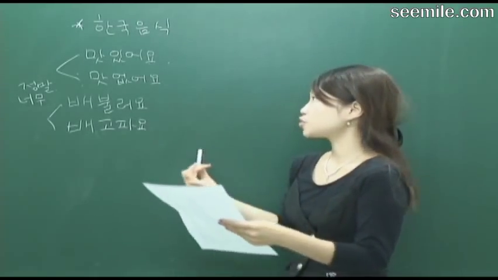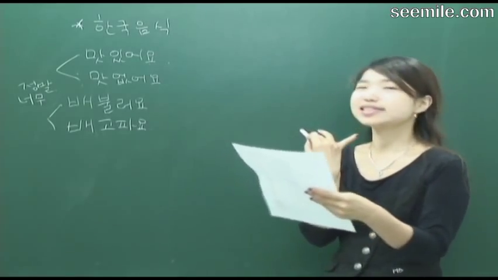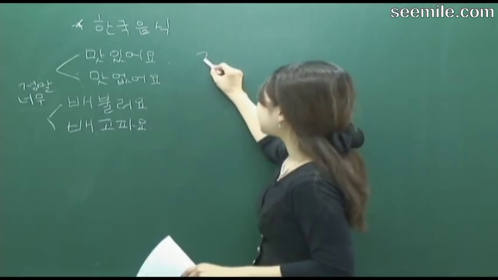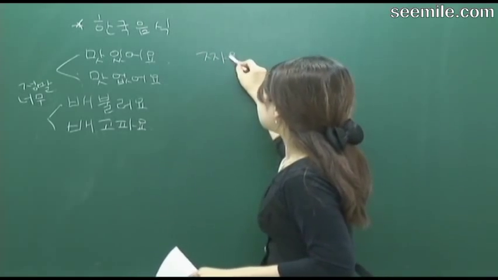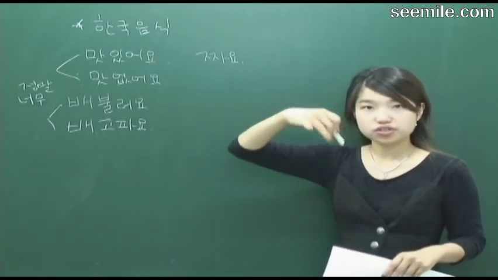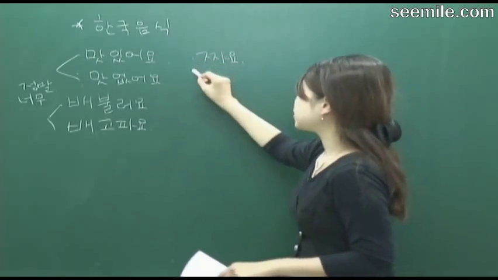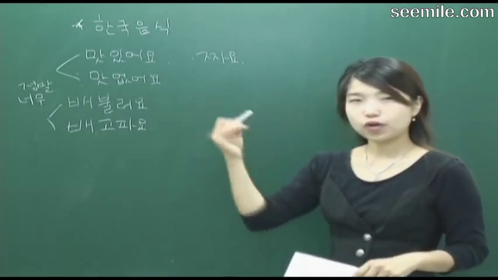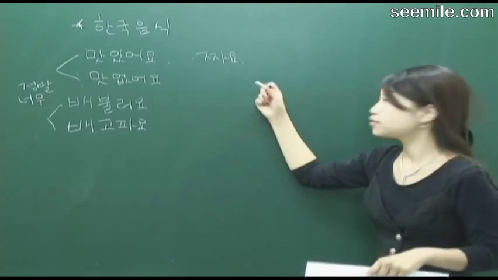우리 맛에 대해서 한번 묘사해 볼까요? 짜요. What does it mean, 짜요? Salty, right. 짜요. Put too much salt. 너무 많이 넣었어요, 소금을. Okay? 짜요. What can be 짜요? 짠 게 뭐가 있을까요? Salt, right. 소금.